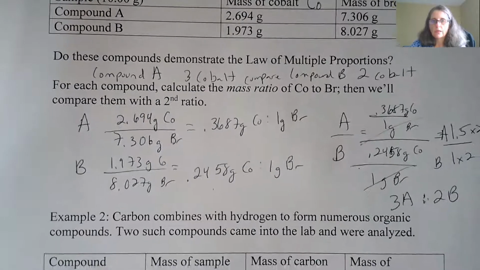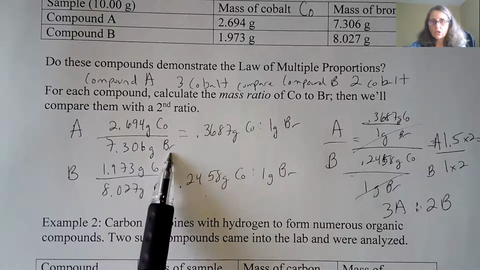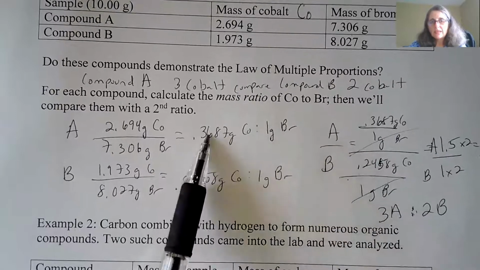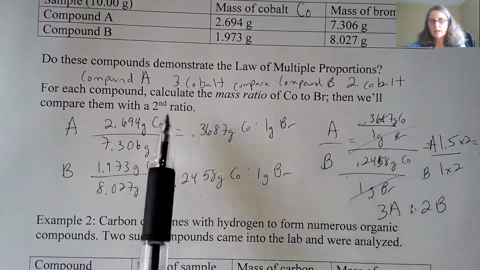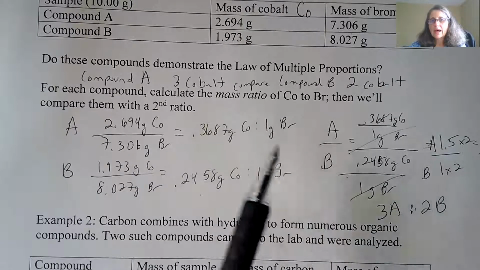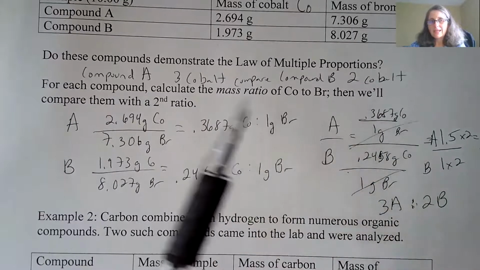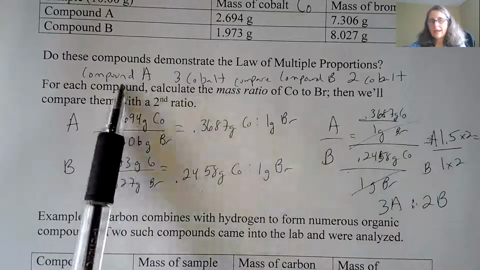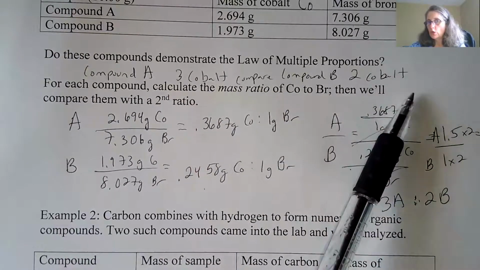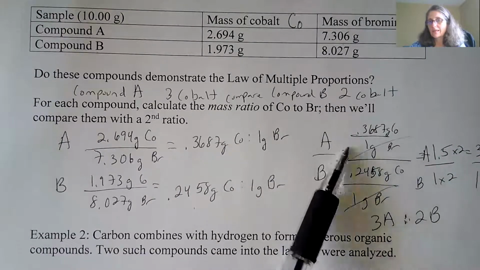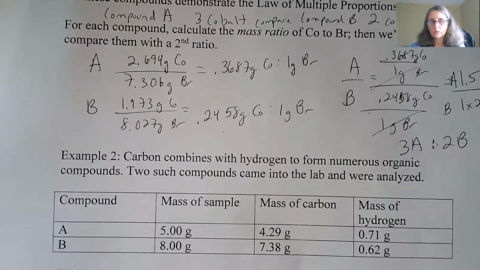Those are whole numbers. So again, the steps are you have to take one element over the other to get the ratio, okay? Then you're going to take these 2 separate ratios and also compare them. So there's a second ratio that you're always going to be doing. I suggest you put the bigger number over the smaller number and write it out as a statement. Okay, compound A has 3 cobalts compared to compound B, which has 2 cobalts, because again, the bromines canceled. So you are comparing cobalt to cobalt.